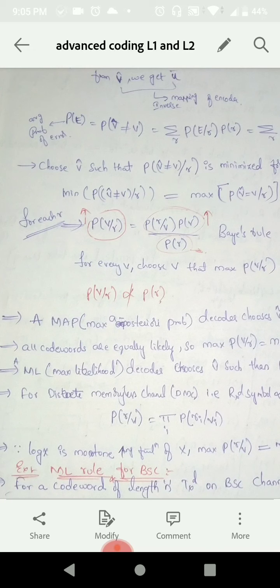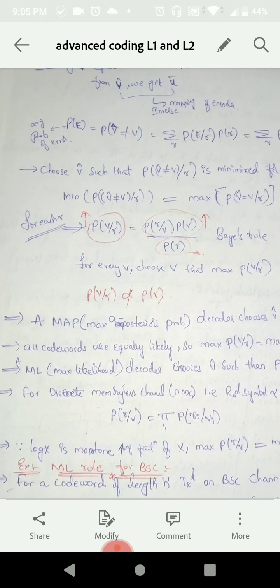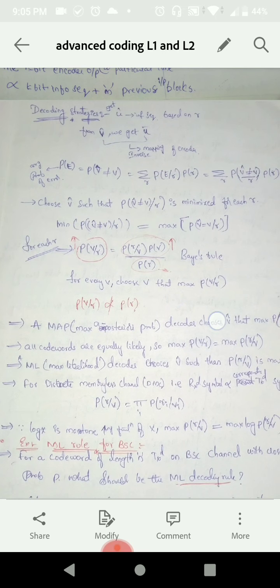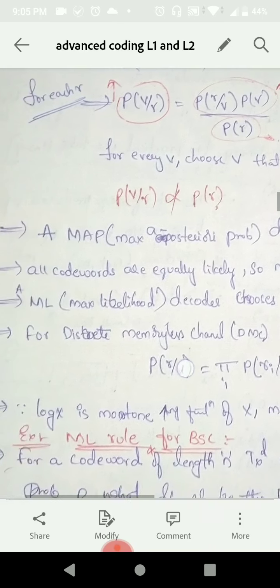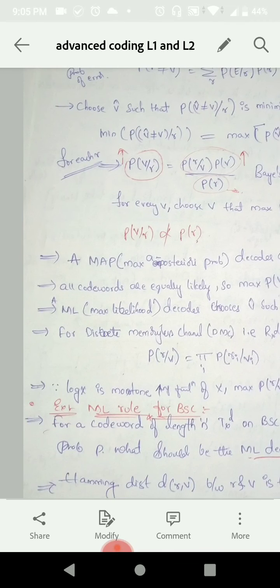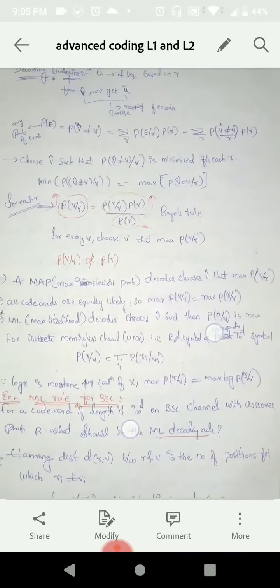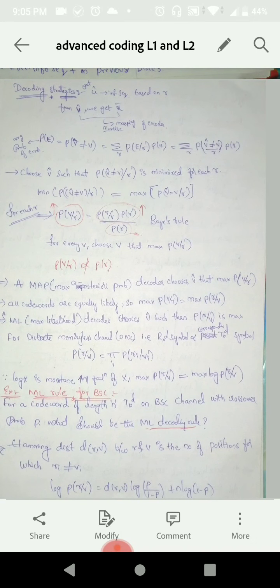So for each and every r, probability of v given r is equal to probability of r given v into probability of v, divided by p of r. So in order to increase this, we need to increase this, and this is directly proportional using Bayes theorem. So for every v, we need to choose the maximization of v given r. So v given r is directly depending upon r given v. So here we use MAP, that is nothing but the maximum a posteriori probability decoder, to choose vi that maximizes probability of v given r.